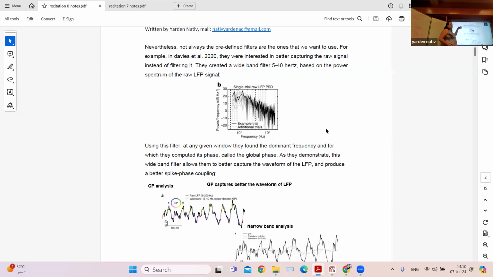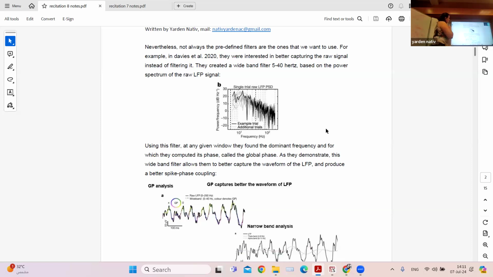It's been a long time since someone really opened this black box of using specific filters automatically. Then in Davis et al. 2020, they wanted to see the real raw signal. So instead of taking specific bands and filtering to them, they created a power spectrum of the signal that they recorded. And maybe you remember that the power spectrum shows you the relation between the amplitude and the frequencies of your signal.